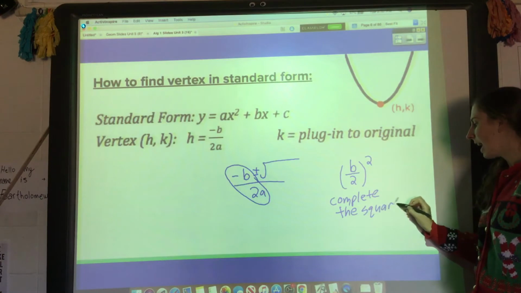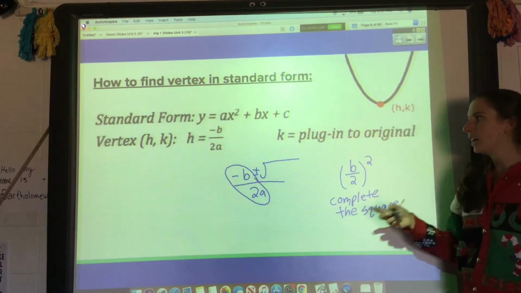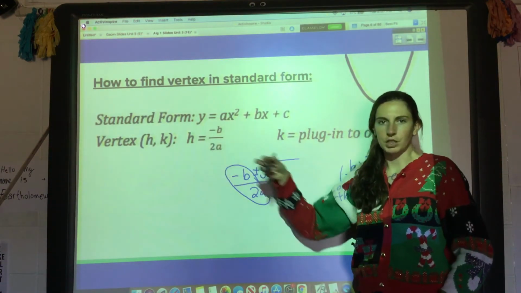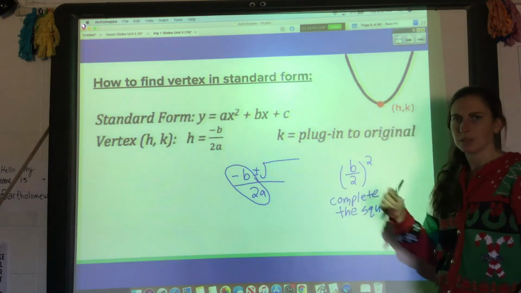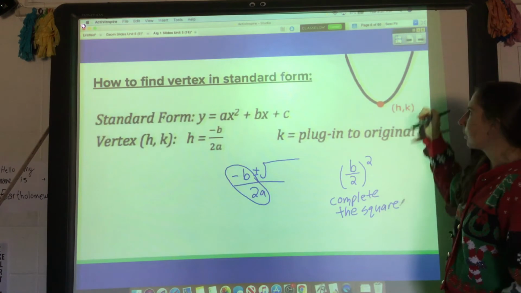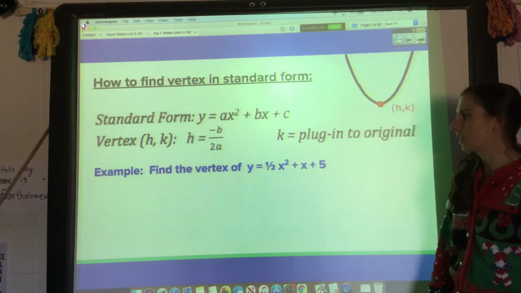So this is what you add in when you're completing the square. This is the x coordinate of your vertex. So they're actually very different, but they seem pretty similar. So just thought I'd distinguish those. Okay, let me show you how this works.